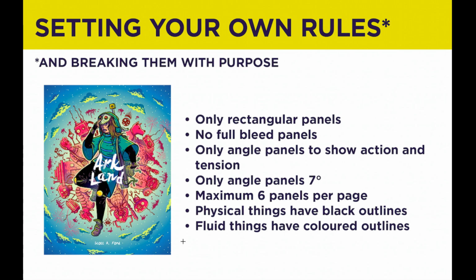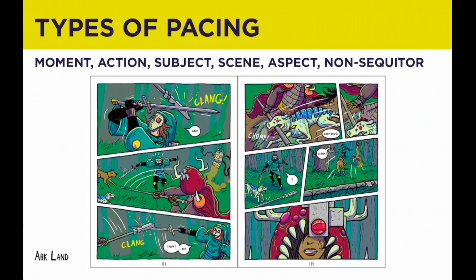And lastly, more on the art side of things, not so on the layout side of things, physical things have black outlines and fluid things have colored outlines. And what I mean by that is I decided on this art style where all the characters and physical objects have black outlines, and anything more atmospheric or fluid has colored outlines, like the sparks coming off of their sword here, the sound effects, the swooshing of the swords here, any sort of like action lines or surprise lines, smoke, anything like that. I wanted to have colored outlines.